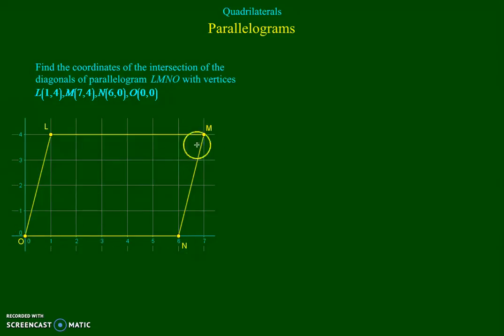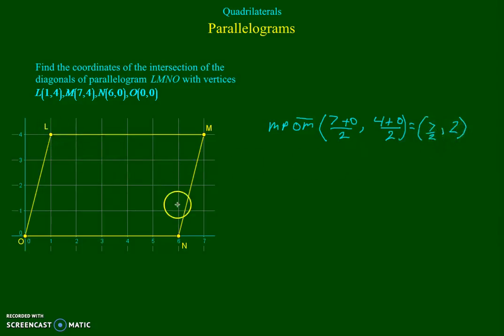So that's all we need to do: find the midpoint of these, and we will have our result. The midpoint of OM is going to be given by (7 plus 0) over 2 and (4 plus 0) over 2. That is the average of the x's, 7 and 0, and the average of the y's, 4 and 0, which gives us 7 halves and 2.